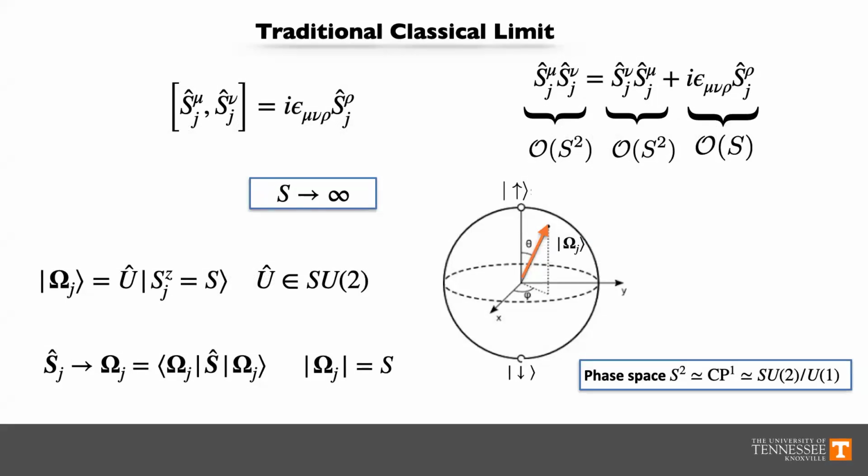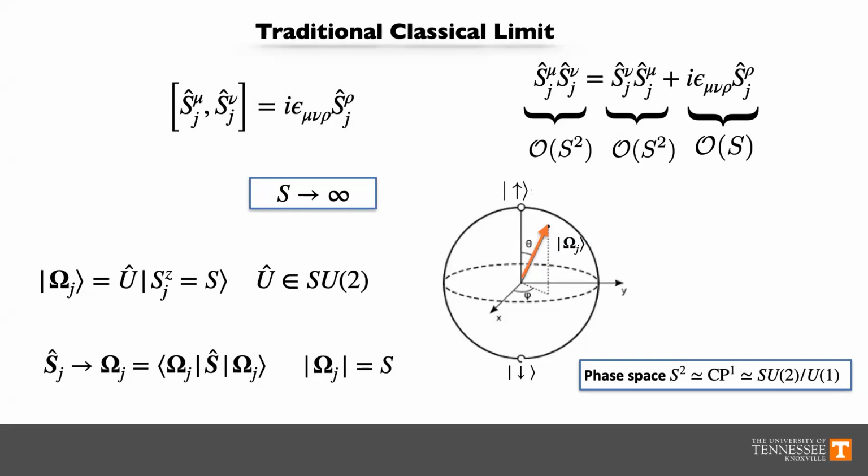Now, let's start by reviewing the usual classical limit. How do we take the classical limit of a spin system? Normally, we send S to infinity. Why is that? Well, spin operators obey SU(2) commutation relations. This Levi-Civita symbol is the so-called structure constant of SU(2).